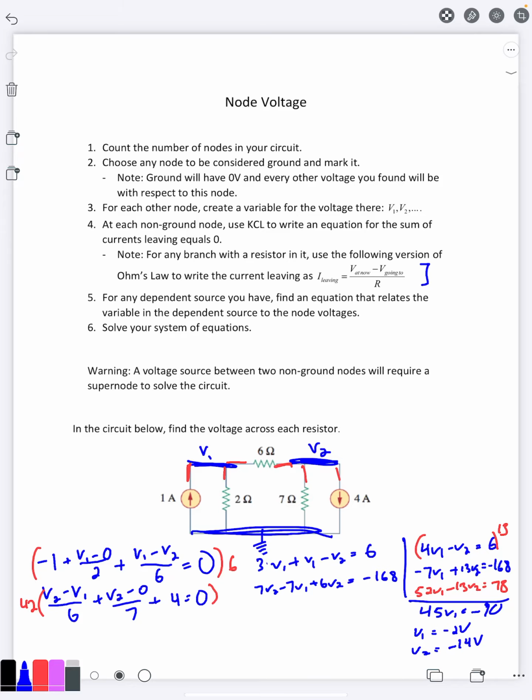And if I want to find the voltage across the resistors, I just do the voltage drops here. This one's V1 minus 0, so it's going to be negative 2 volts. This one's V1 minus V2 here. That would be 12 volts. And then this one's V2 minus 0, which is negative 14 volts. And I've gone ahead and found the voltage across each resistor.